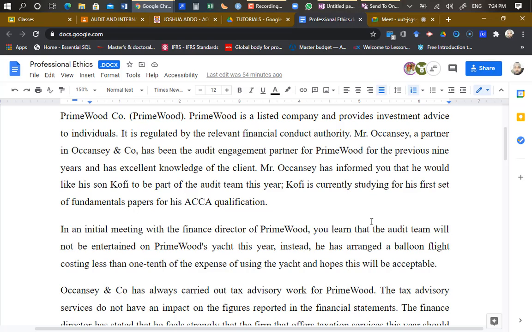So in this case, it doesn't create that kind of threat, that familiarity threat. Kofi and his father are in the same firm going to audit. So it's not going to be like, oh, I'm familiar with someone on the opposite side. So because I'm familiar with a person and I'm going to audit the person, I can't be fair. It's not like that.